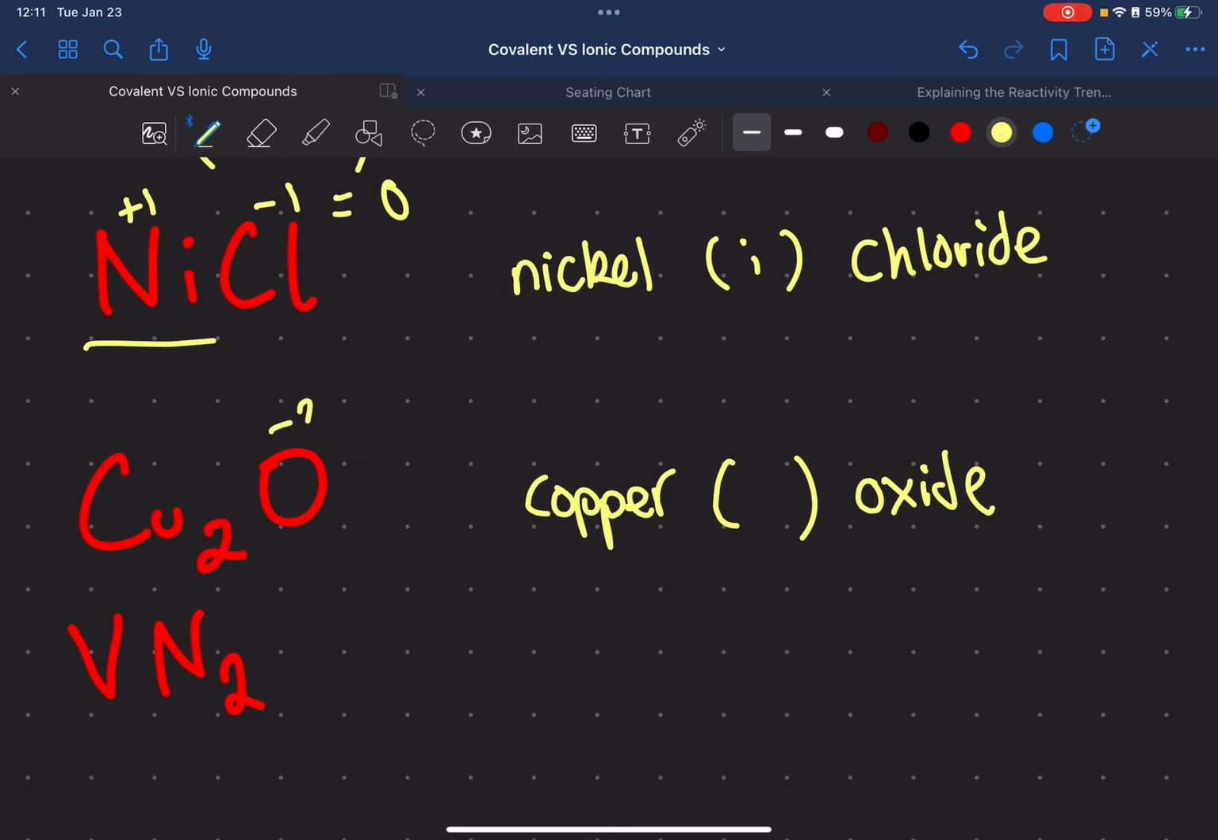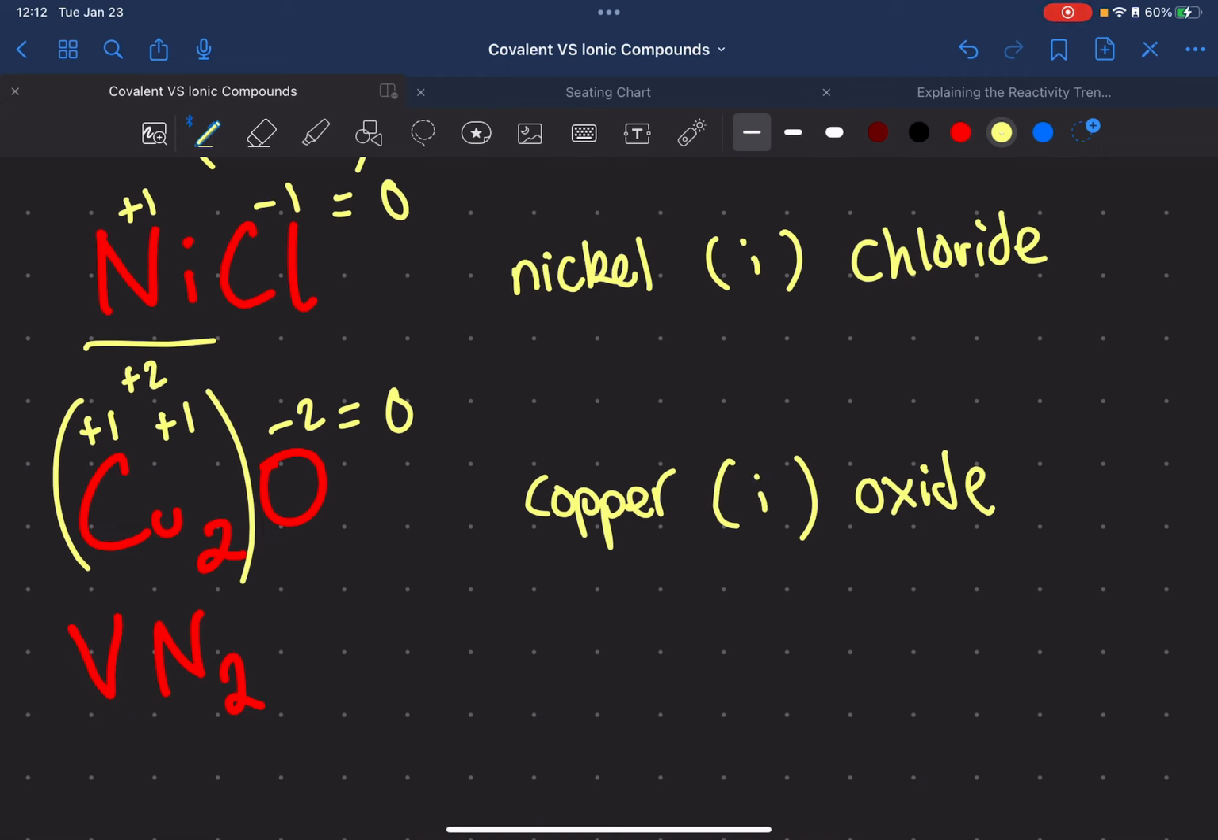This time, my oxide has a -2 charge. I only have one of them, so my total negative charge in this ionic compound is -2. But I know that this has to add up to 0. Now, it might have been really tempting to say that my copper has a +2 charge, right? But remember, we have 2 of them here, so each copper ion must have a +1 charge because they have to add up to +2. We have 2 of them, so each one has a +1.